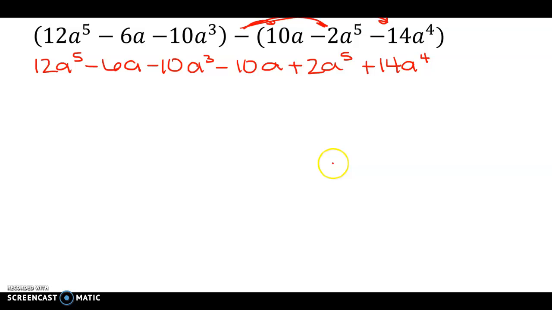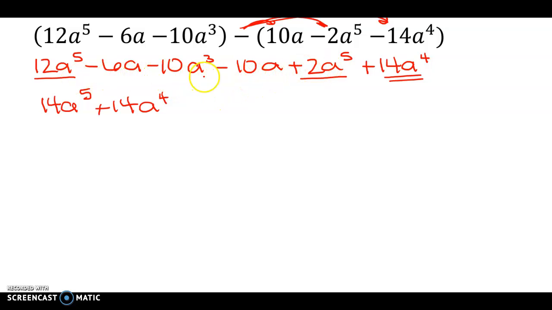So to put this in standard form, we're going to start with our highest exponents, which is our a to the 5ths. So 12a to the 5th plus 2a to the 5th gives me 14a to the 5th. And then I have what comes next, a to the 4th. Okay, is there any more a to the 4ths? Looking, no. So he stays by himself, 14a to the 4th.